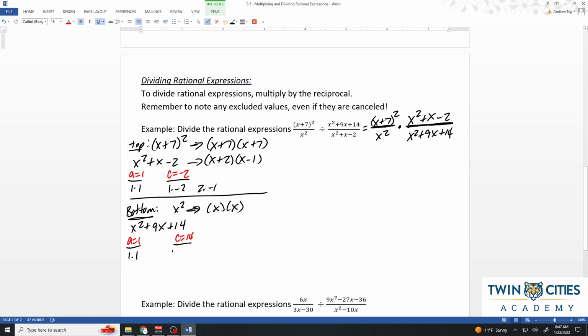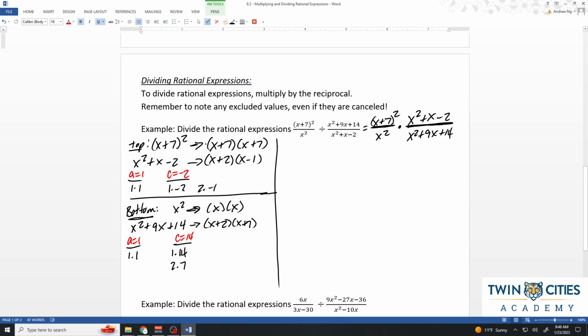Okay, 14. So that's 1 times 14, 2 times 7. All right, to get 9, I'm going to use 2 and 7. 2 plus 7 makes 9. So this will factor to 1, 1 means x here, and then plus 2 plus 7.